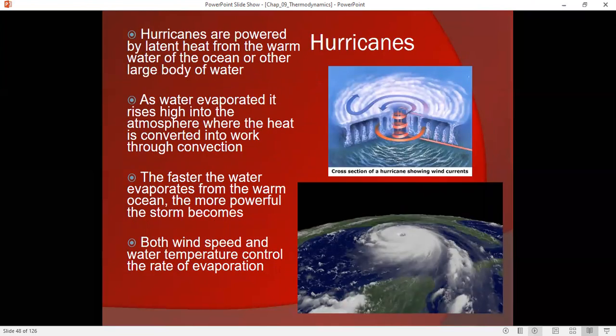Hurricanes, we've had a lot of hurricanes recently. And one thing to understand is that hurricanes are not just powered by the fact that the ocean is warm. They're also powered by the latent heat of the ocean. So all the heat in the ocean will be transferred into the storm as the water evaporates.